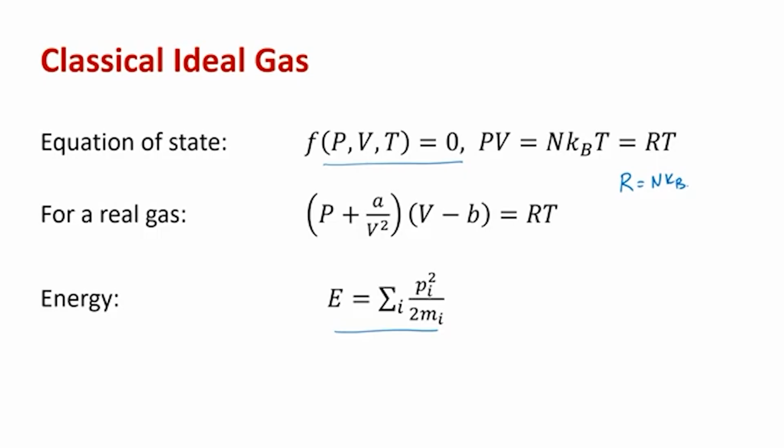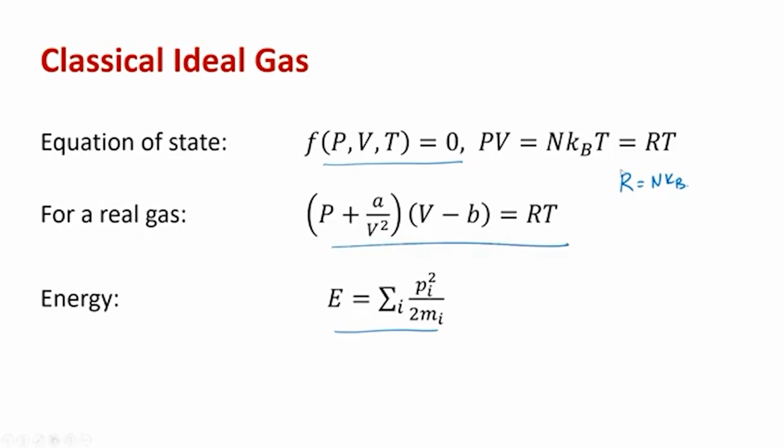Now, the equation of state for a real gas is slightly different. It is (P plus a by V square) into (V minus b) equal to RT, and a and b are parameters which account for the finite size of the molecules and so forth. So, mostly we will talk about PV equal to NkT, unless we talk about a real gas, not an ideal gas, in which case we will use the equation of state written here.